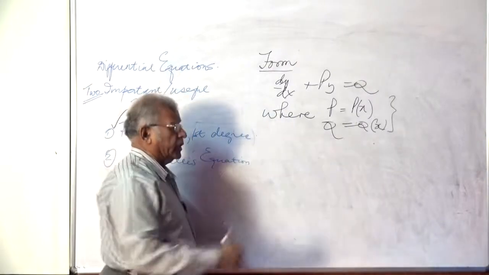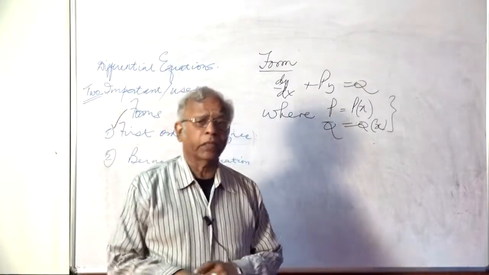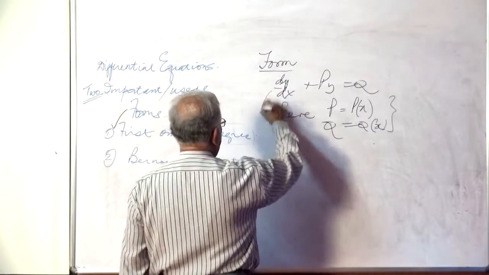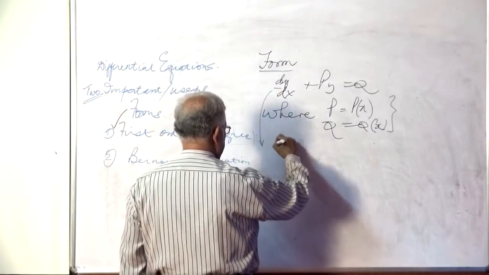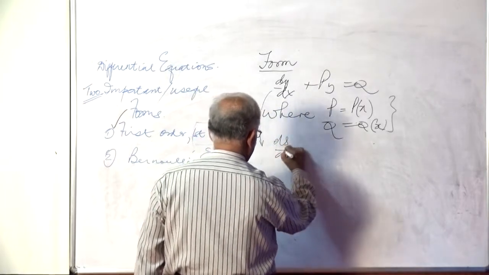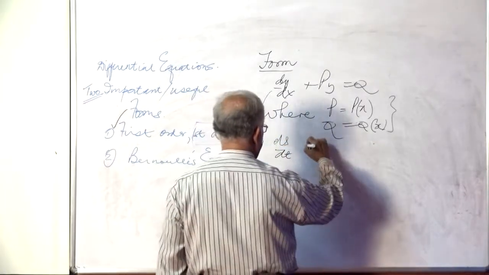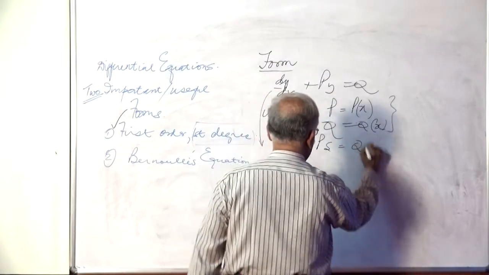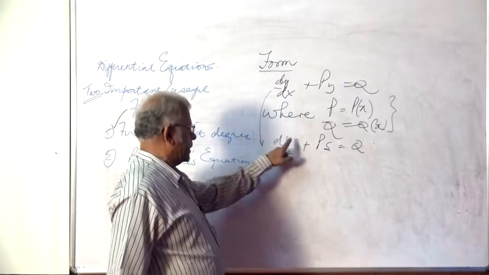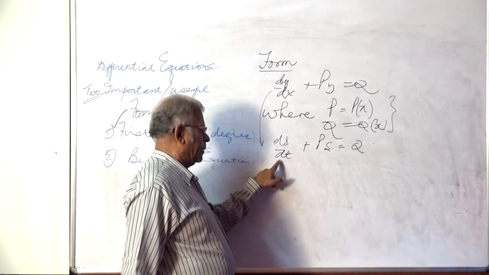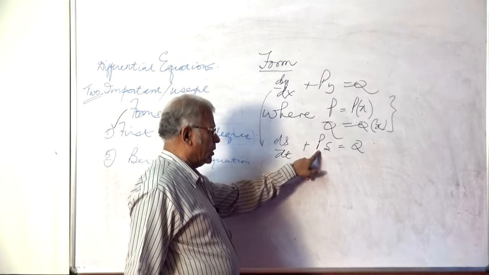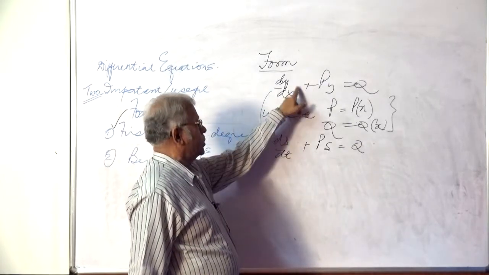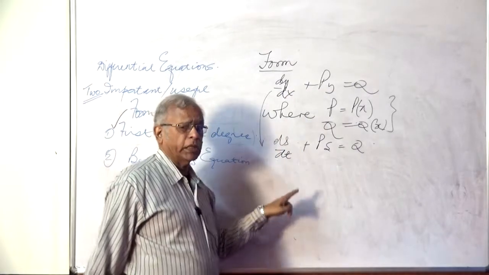I will write the same equation using two other symbols, but the form does not change. Supposing we take ds/dt plus ps is equal to q. Now here s is the dependent variable, t is the independent variable, p is a function of t, q is a function of t. So these two represent one and the same form.